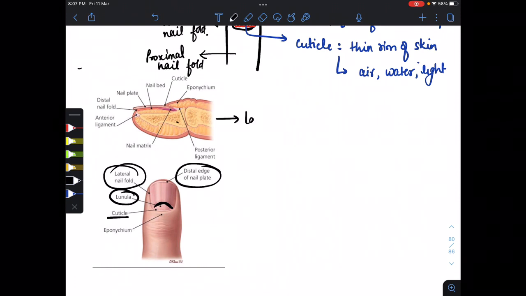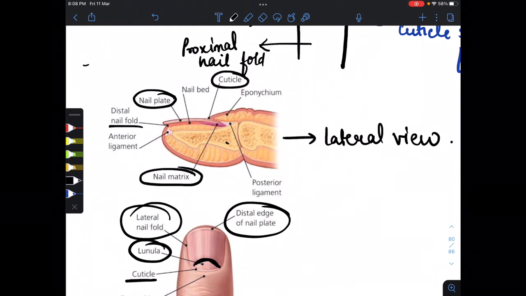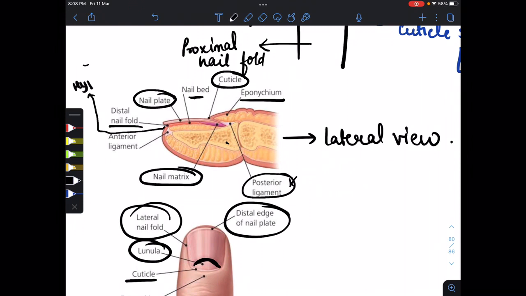Now this one is the lateral view. In the lateral view we can easily see our nail plate, and here the distal nail fold is there, the nail matrix is present and the cuticle is present, and this is known as the eponychium, and here is the posterior ligament. There is no need to study the posterior ligament, but we have to know that the nail bed is there, the nail plate is there, and the part below the nail plate is known as the hyponychium.